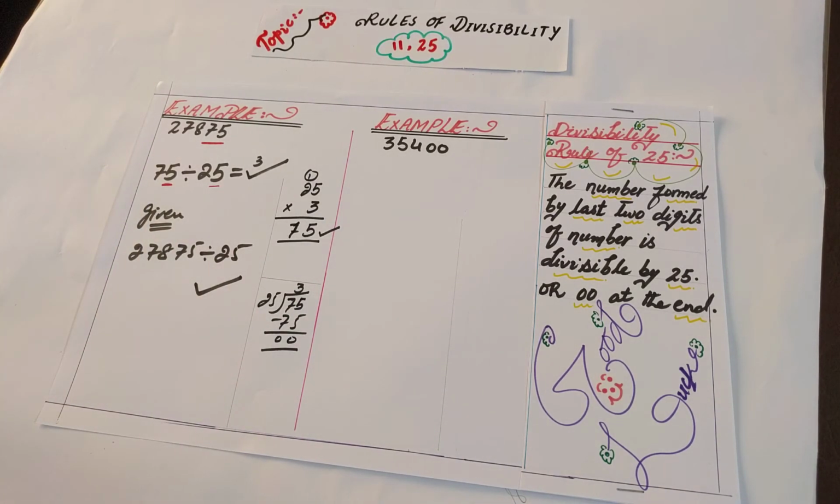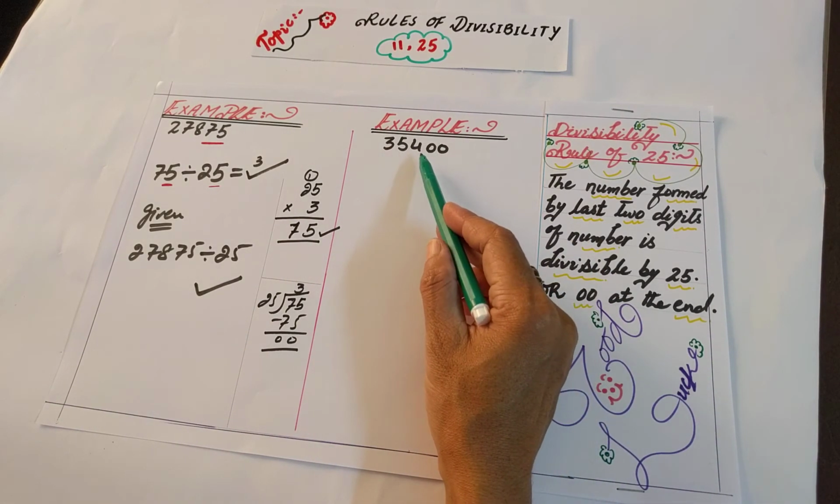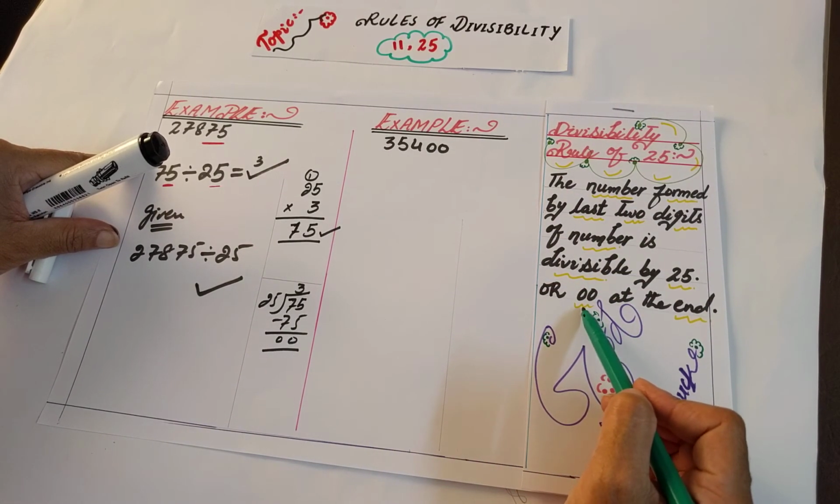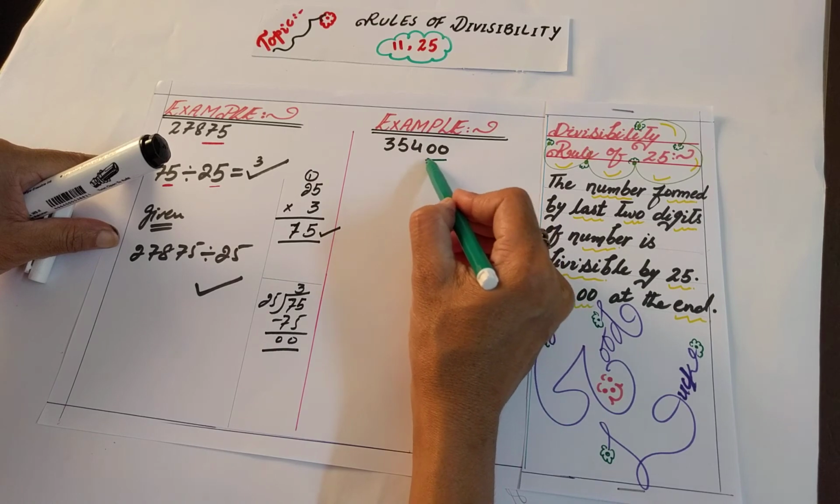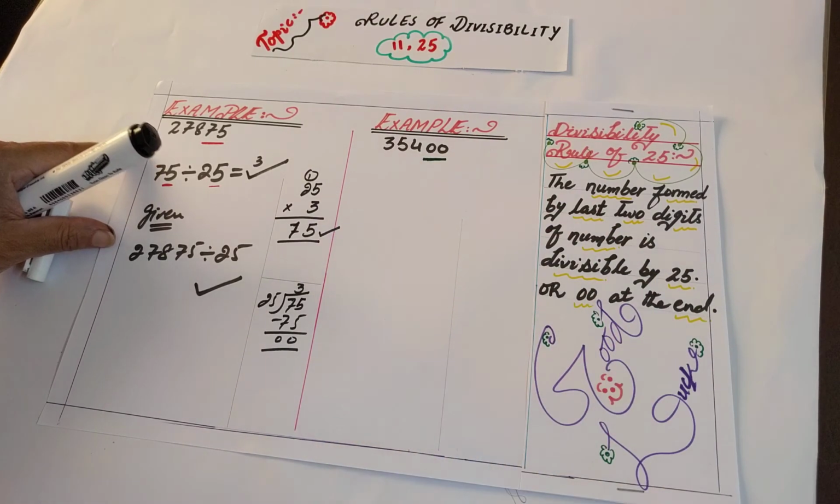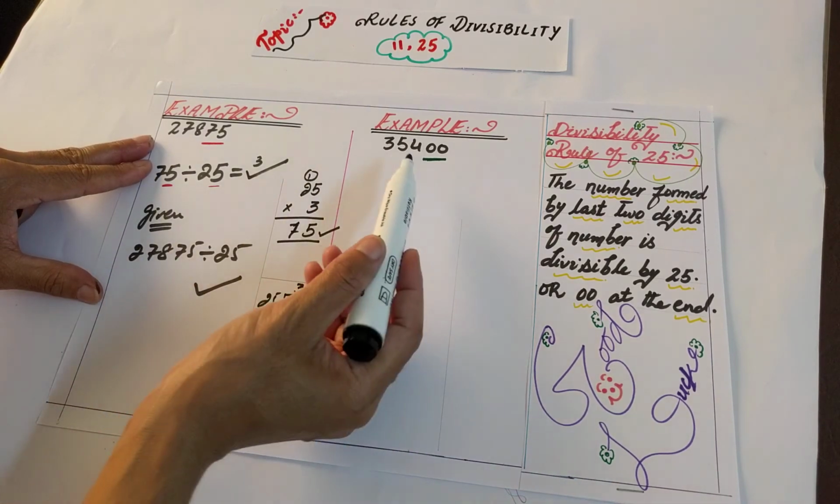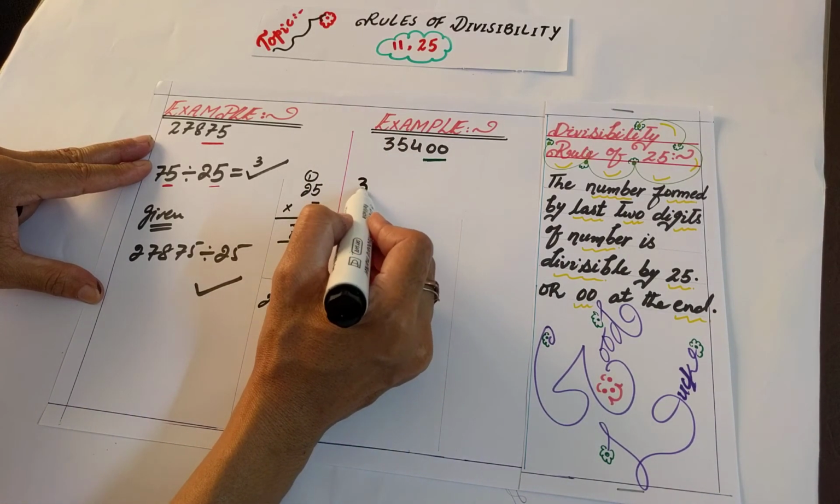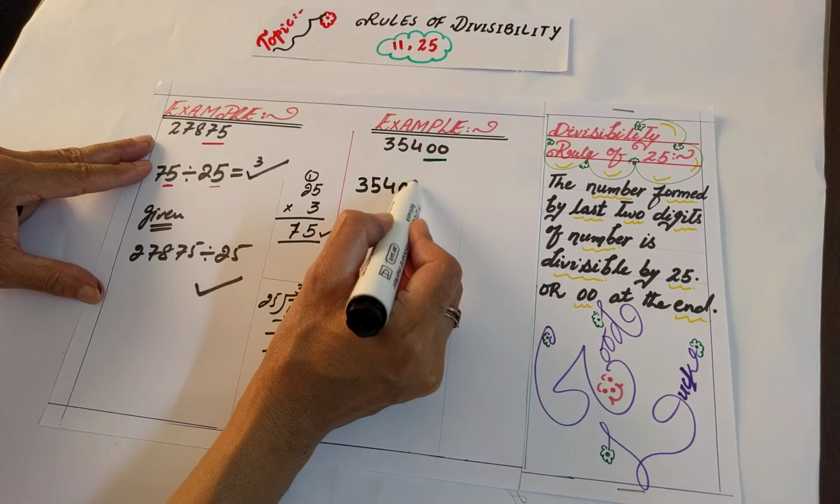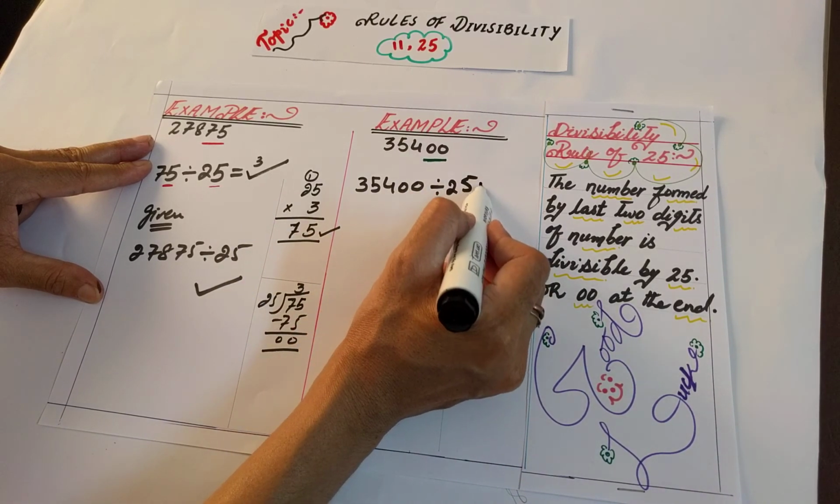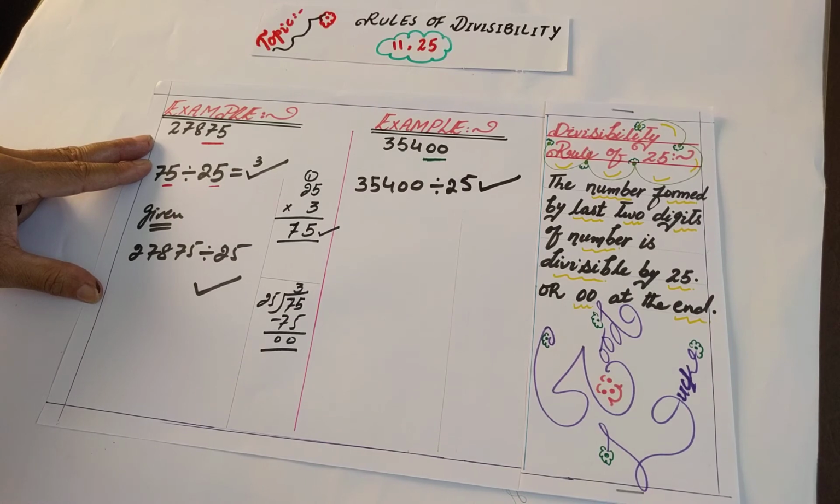Got it? Now come to the second example. The number is 35400. Now we are getting this second condition: 00. If double zeros are at the end of the given number, then directly you can say that this number is divisible by 25. No need for any checking or any calculation. Directly you can say that this number is divisible by 25.